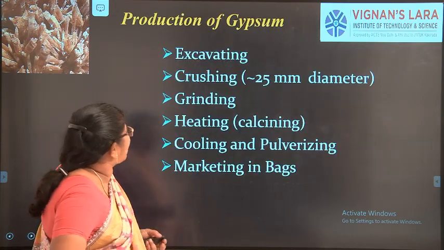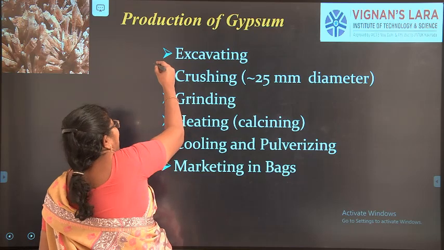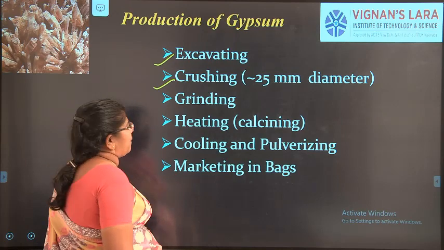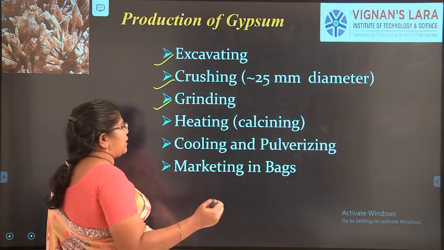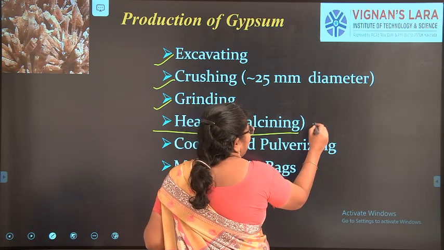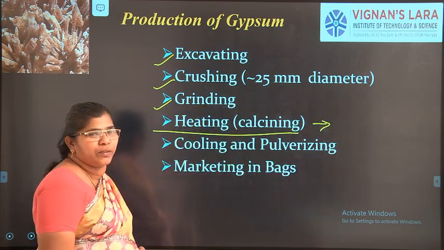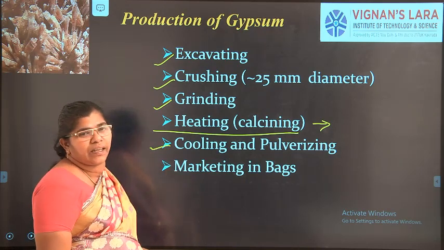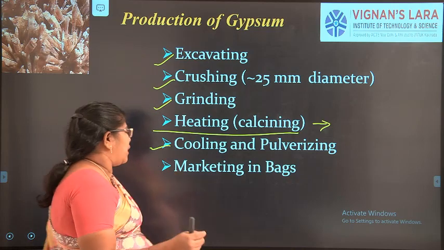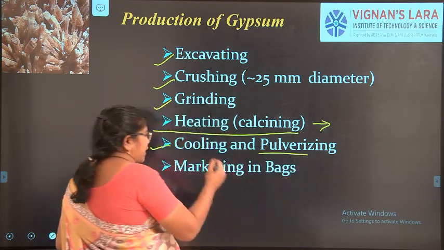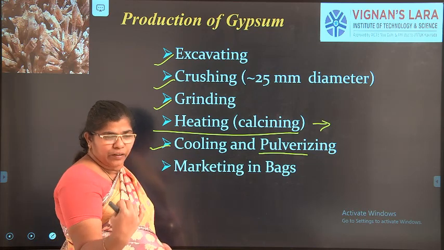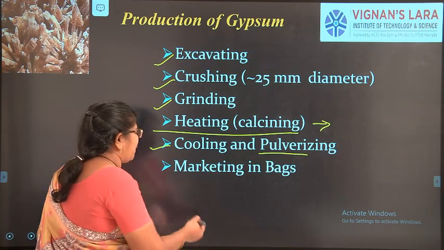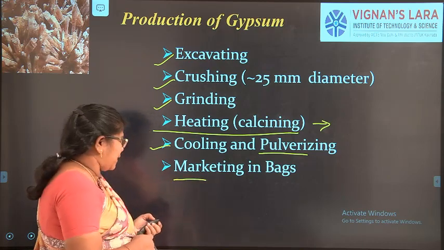Now we will see, what is the production of gypsum? The first one is the excavating of the material from the earth. The next one, crushing of the material to 25 mm diameter. Then grinding the material to powder. This is the main process by which we will get the calcium sulfate dihydrate, and then we will cool and pulverize it. Pulverize is making it to powder form. Then there is the pulverization process, where the hydrate will be reduced. The water content in the gypsum will be reduced and it will be made to powder. It is marketed and taken in bags.